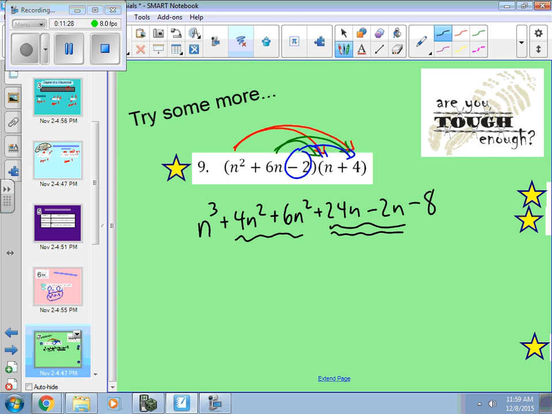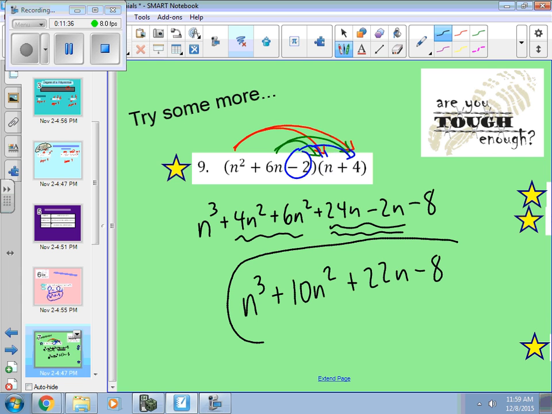So add the like terms together to get your final answer. It would be plus 10n squared plus 22n minus 8. None of these other ones are like terms now because they're all different degrees of n. That would be our final answer.